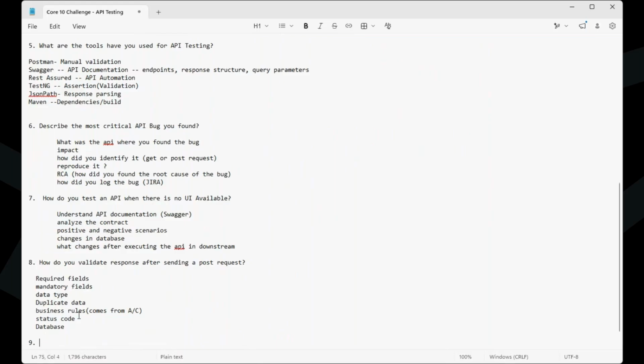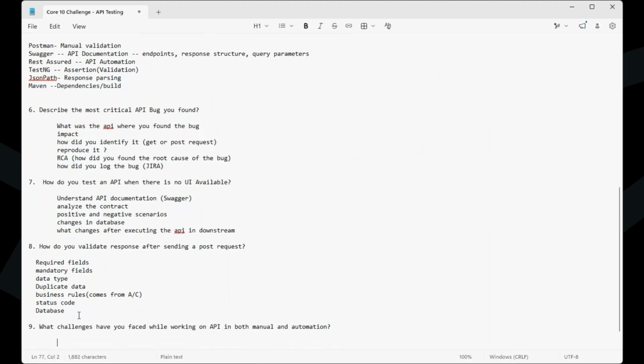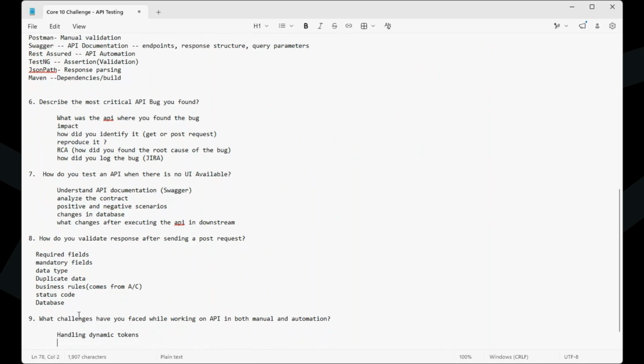The following question, they can ask you what challenges you have faced while working on API in both manual and automation. So what are the challenges? You can say, in different ways, handling dynamic tokens. This is one challenge because every time you need a new token. So that's another problem.